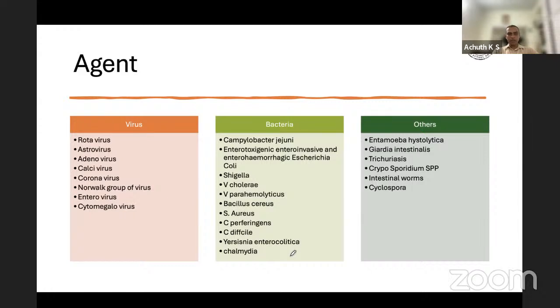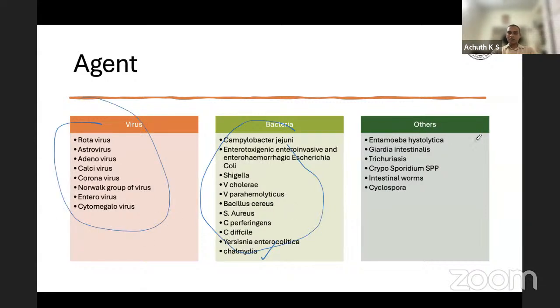In bacteria, we go with Campylobacter, and including all types, that is enterotoxigenic, invasive, and hemorrhagic E. coli. Shigella, Vibrio cholerae, Vibrio parahaemolyticus, Bacillus cereus, Staph aureus, Clostridium perfringens, Clostridium difficile, Yersinia enterocolitica, and Chlamydia. All these are important. Please try to remember how much ever you can, at least four of each of them.